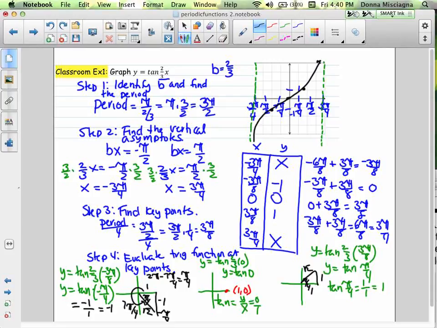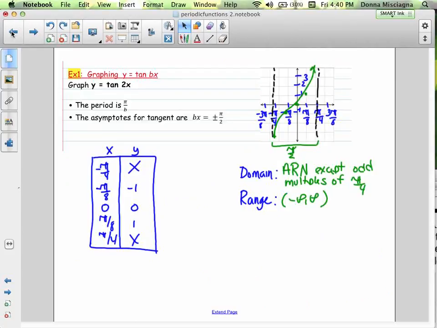Notice that we had the same x and y values. I made it nice and friendly. What's different about this graph as opposed to the graph we did earlier? Well, if you notice, it has a different period.